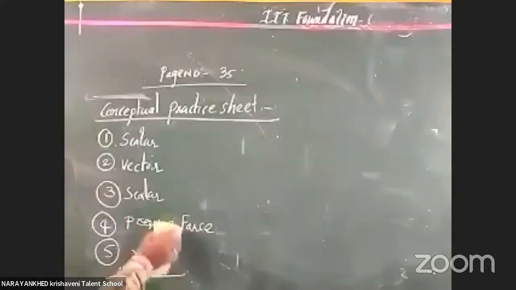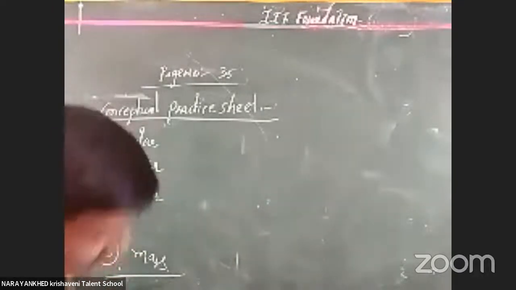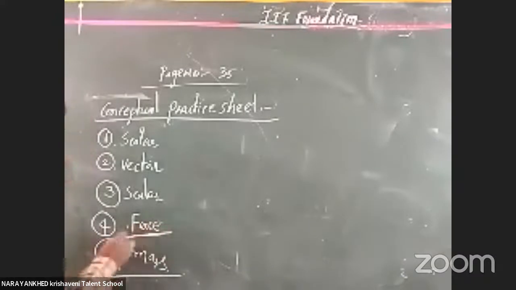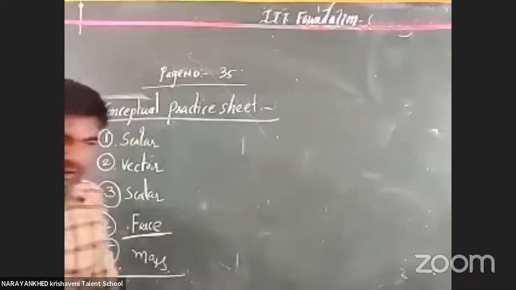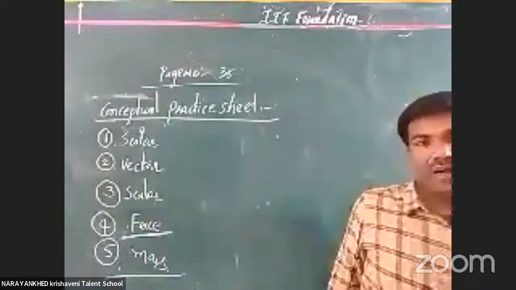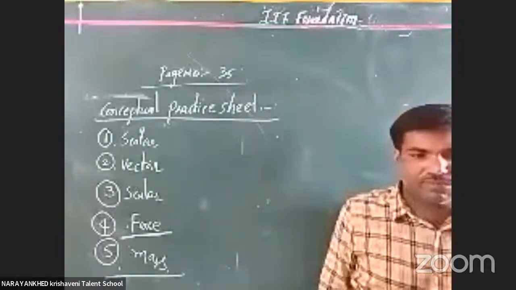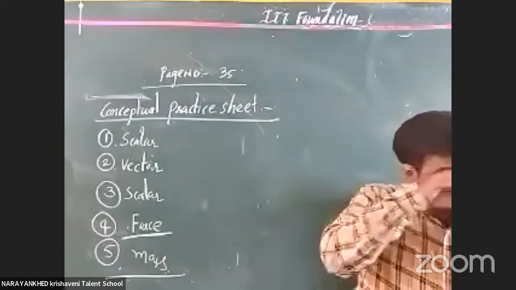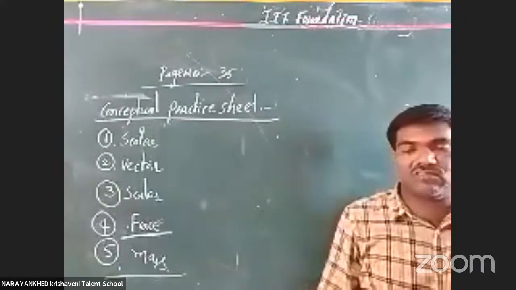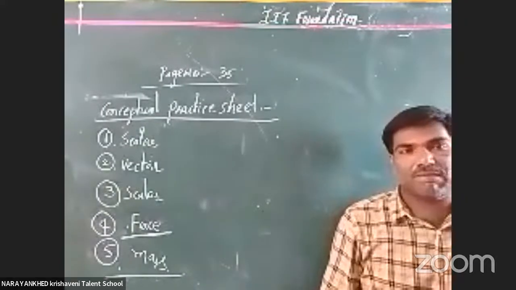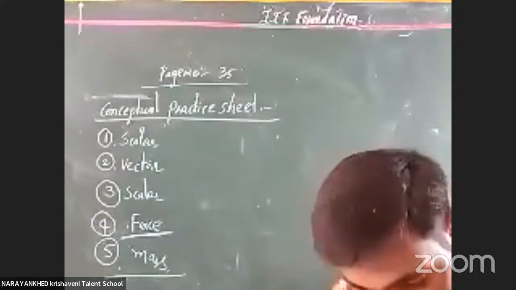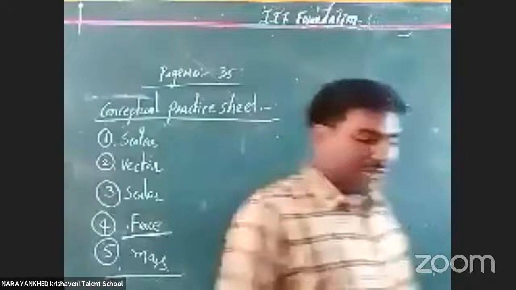Sorry, students, pressure is the same in all directions, but it is only force that is a vector. The answer is the force. Fourth answer, force only. Sorry, pressure is not a vector, it is a scalar only. Force is a vector. Pressure is the same in all directions at a point, that is why the directions cancel. This is about the conceptual practice sheet.